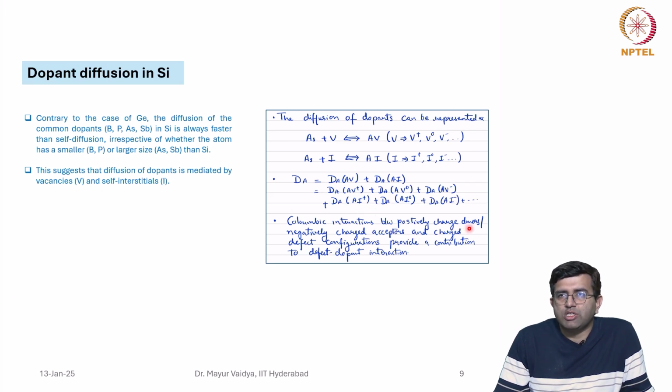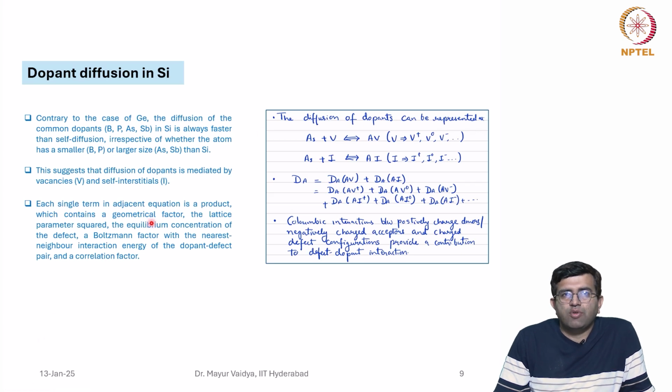Coulombic interactions between positively charged donors or negatively charged acceptors and the charged defect configurations provide a contribution to the defect-dopant interaction. So, if these complexes carry charge, how they interact with the charged defect configurations also has an influence on diffusion. In this, every single term is a product which contains a geometric factor, the lattice parameter squared, the equilibrium concentration of the defect, a Boltzmann factor with the nearest neighbor interaction energy of the dopant-defect pair, and a correlation factor.